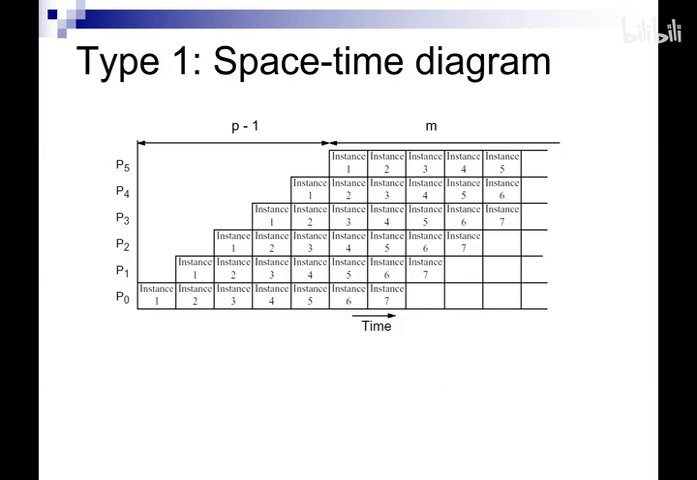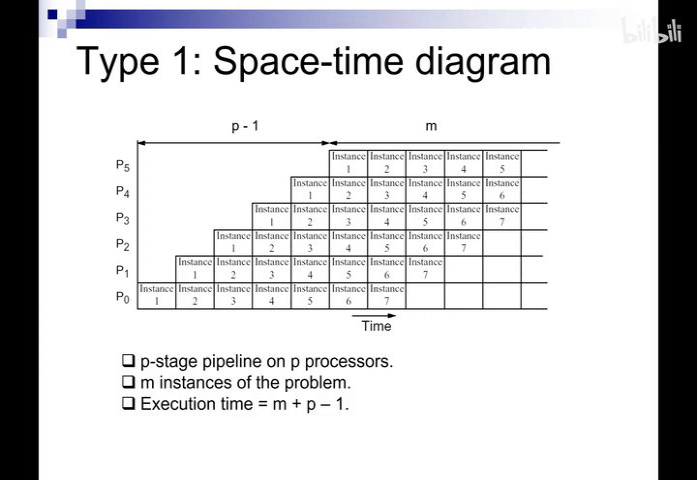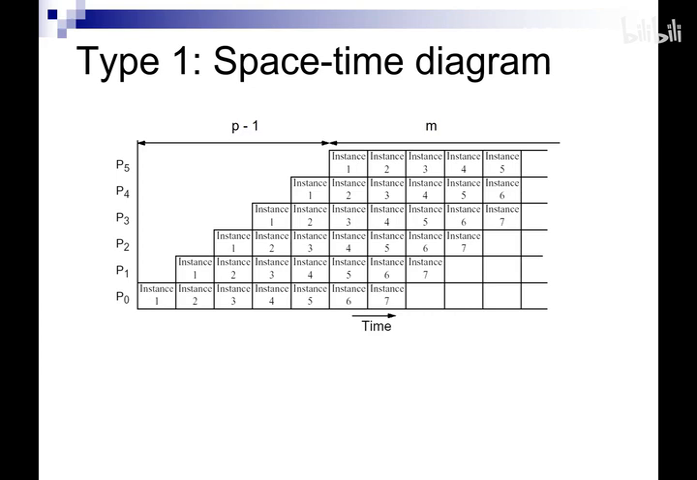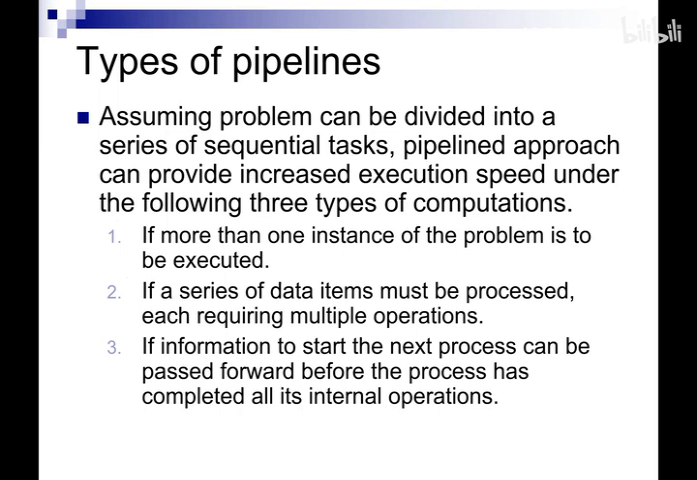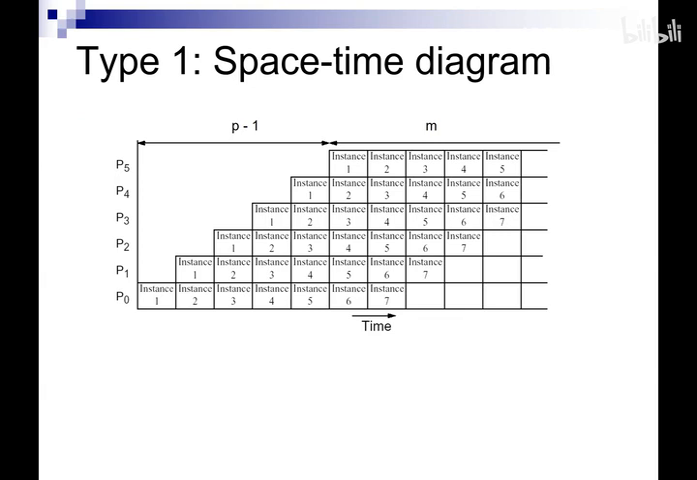So we can look at this more pictorially to make things more clear. We're going to say that we have these three types of pipelines, 1, 2, and 3. The first type is where you have more than one instance of the problem to solve. An illustration of that would be like this. You have a pipeline computation like this with multiple stages, and every instance of the problem needs to go through all of these stages.